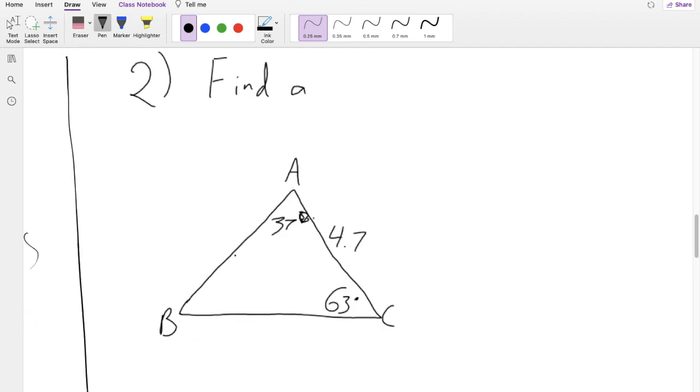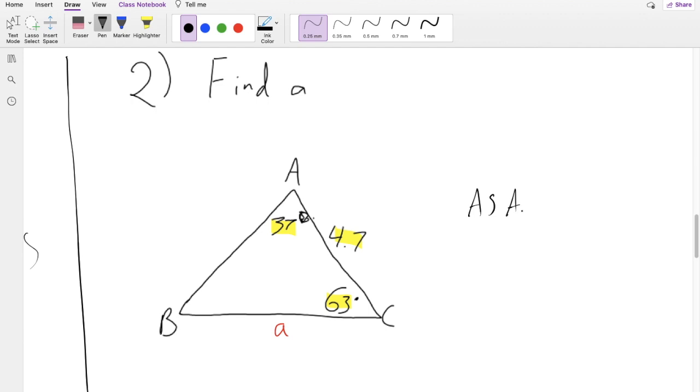So I'm asked to find side A. This time it's not labeled, but I remember that side A is always going to be opposite of angle A. So that means that this down here is going to be my side A. So we can see what kind of triangle we are working with. I have an angle, a side, and then an angle. So this is an angle, side, angle type of triangle, which is again something that I am capable of solving using the law of sine.